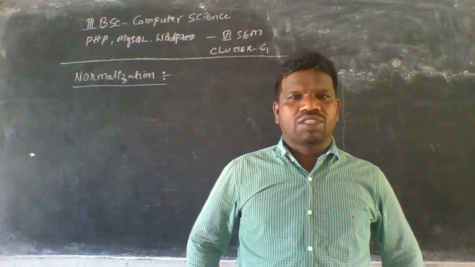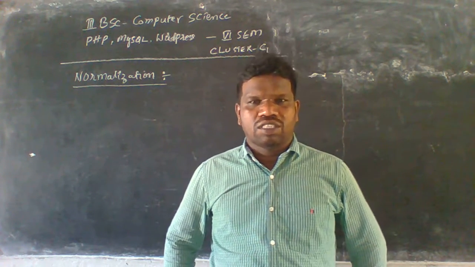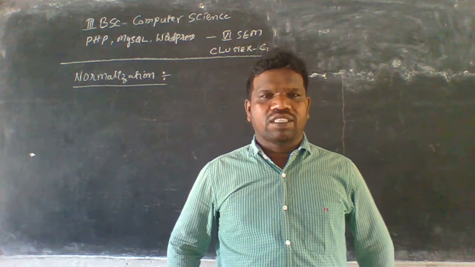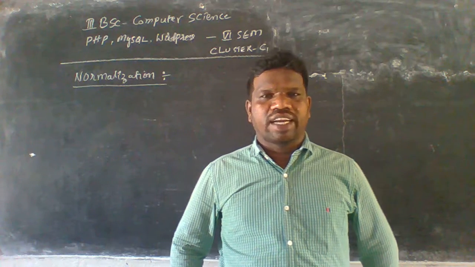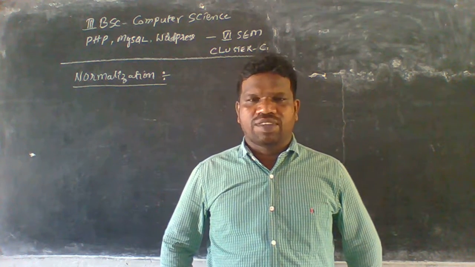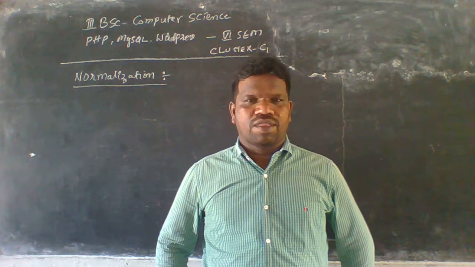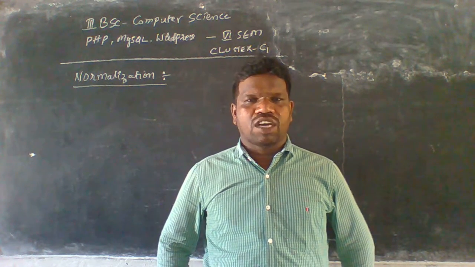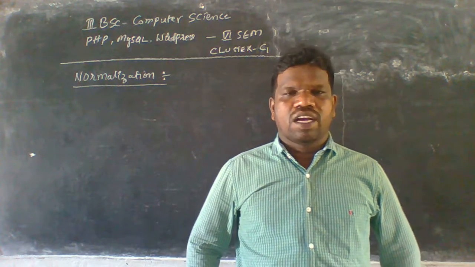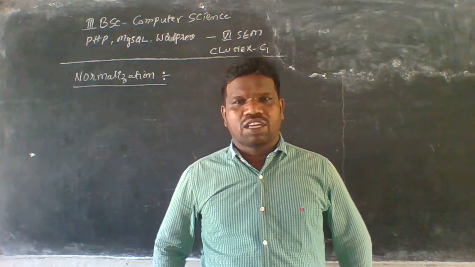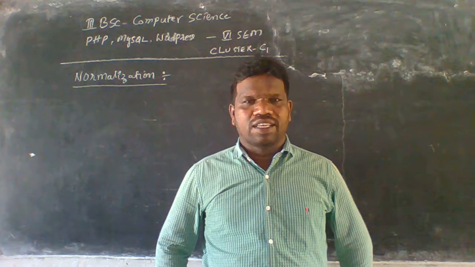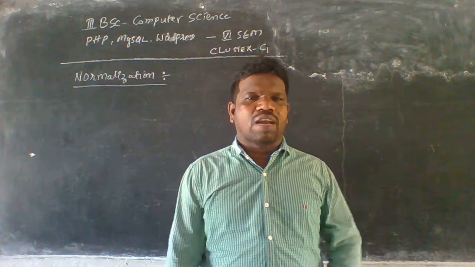Using normalization, we separate the normal forms into six types: first normal form, second normal form, third normal form, Boyce-Codd normal form, which we call BCNF, then the fourth normal form, and the last one is called the sixth normal form. We also have the projection normal form available here. These are the normal forms.